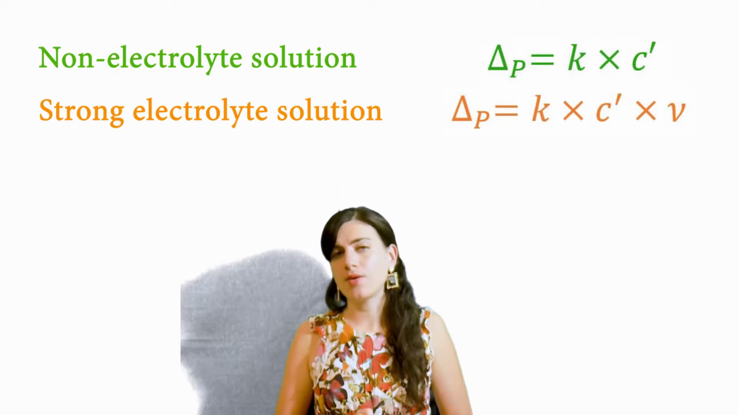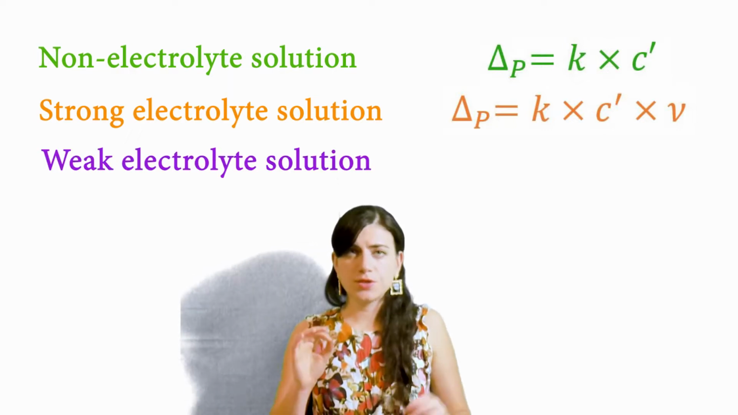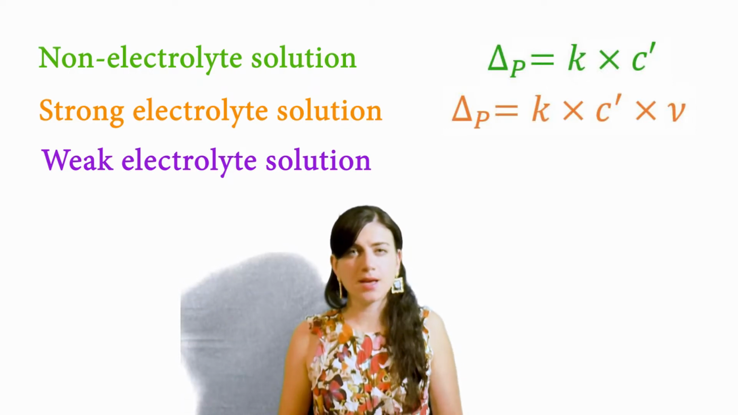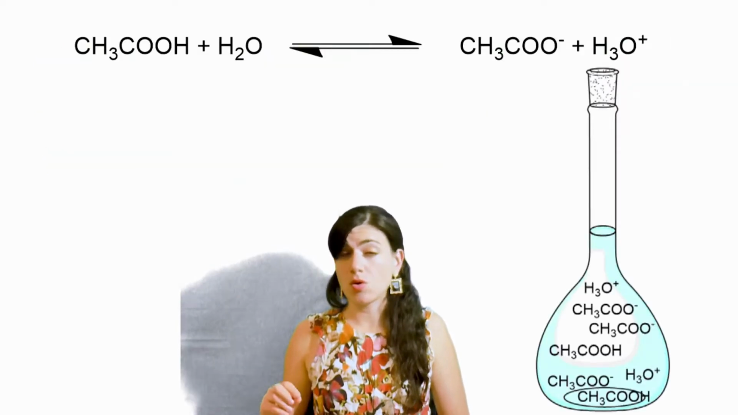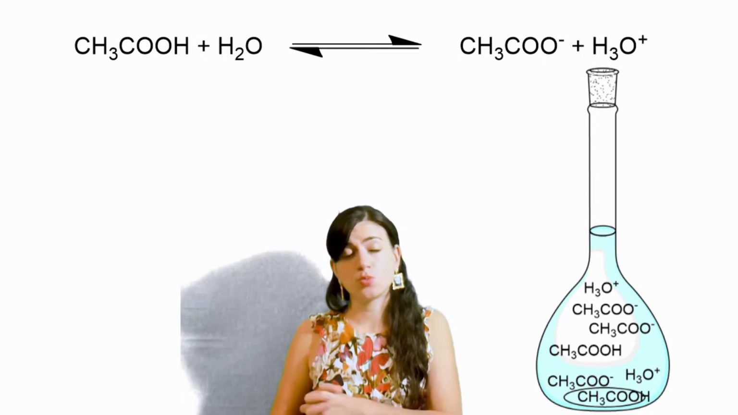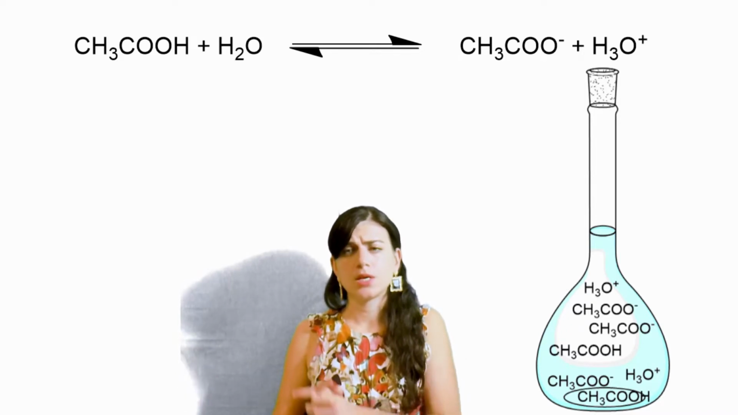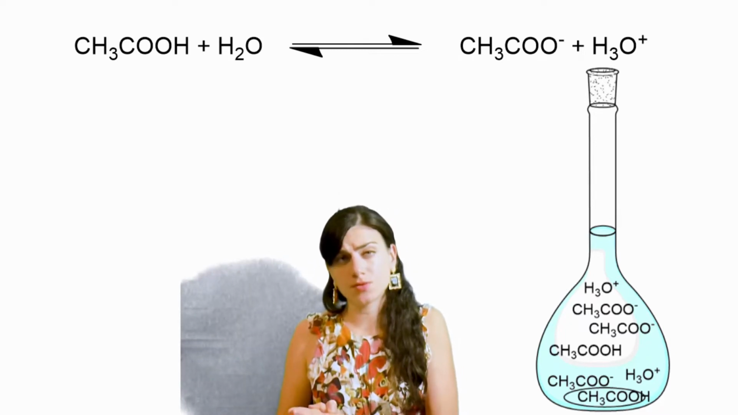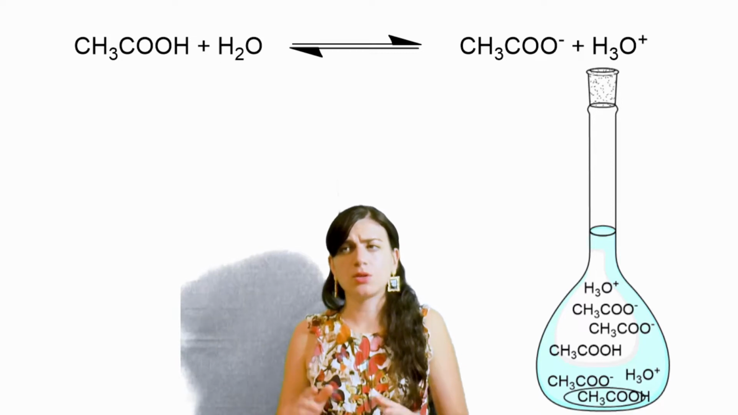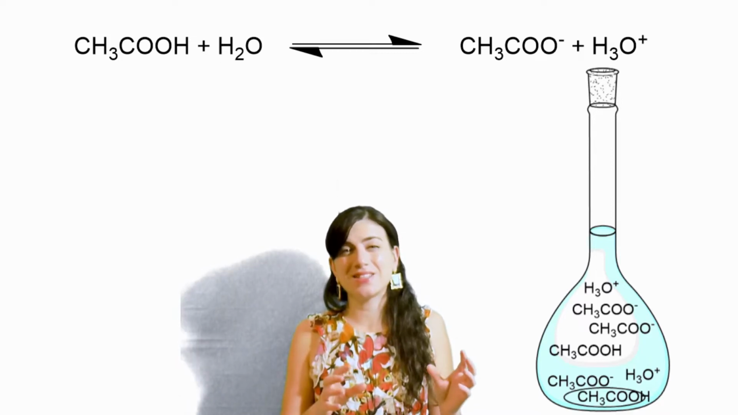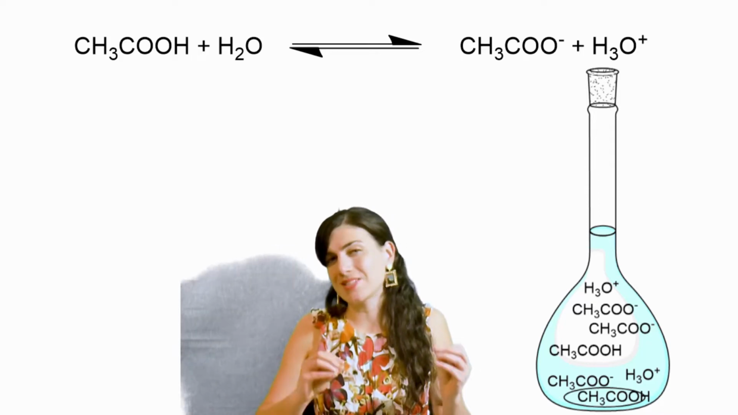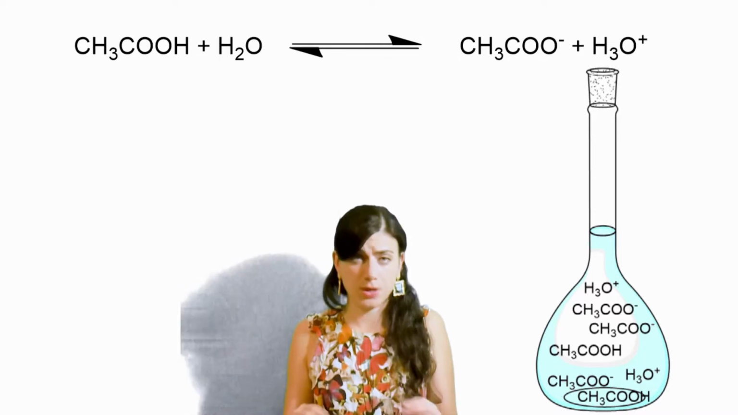But what happens if you have a weak electrolyte solution? First of all, a weak electrolyte solution is, for example, acetic acid. Acetic acid in water is dissociated into CH3COO- plus H+. However, this is a weak acid, so acetic acid is not completely dissociated into these 2 ions, but you will also have undissociated acetic acid in water. So the dissociation of acetic acid in water is not complete.